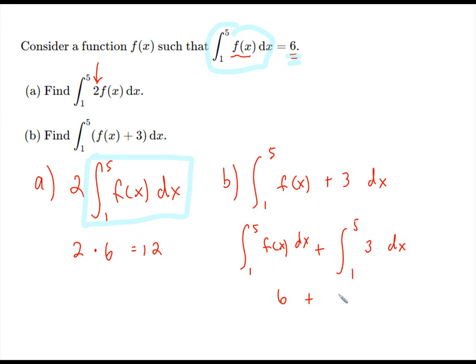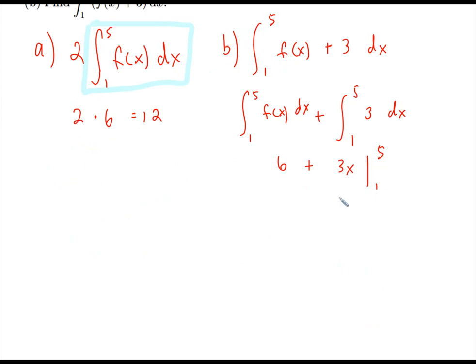Now if you integrate 3, that's going to be 3x, and we're going to evaluate from 1 to 5. So you need to work that out to see what that's going to be. So 3 times 5 is 15 minus 3 times 1 is 3, right? So 15 minus 3 is 12. So 6 plus 12, that gives us 18. So that'll be your answer for part B there.